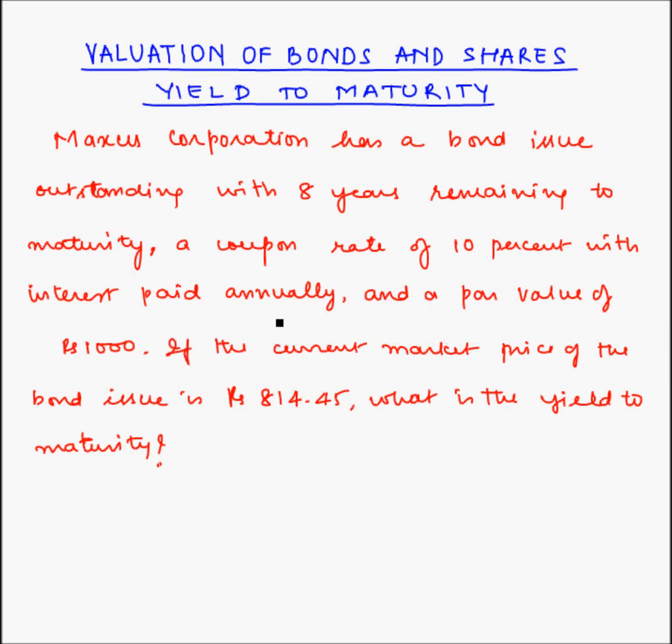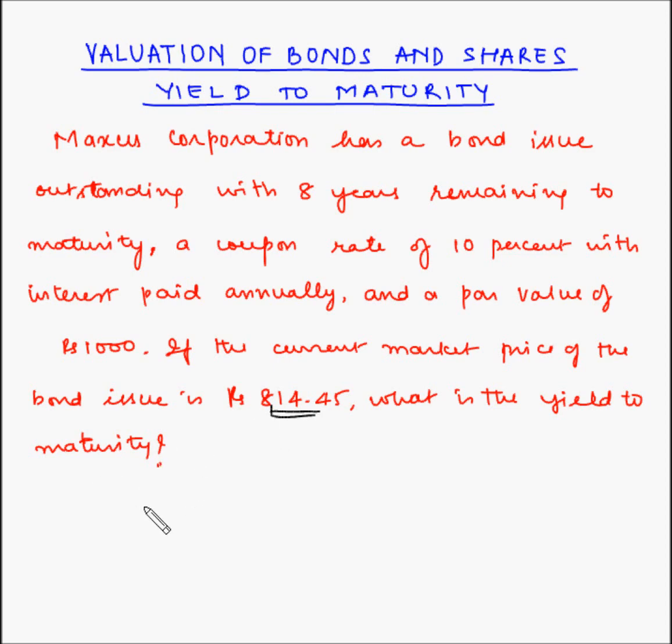So the face value or the par value of the bond is 1000 rupees. So interest of 10% will be paid on the face value. If the current market price of the bond issue is 814.45 rupees, what is the yield to maturity? So basically, if you buy the bond today, you will have to pay an amount of 814.45 rupees. So on this amount, what is the yield to maturity?